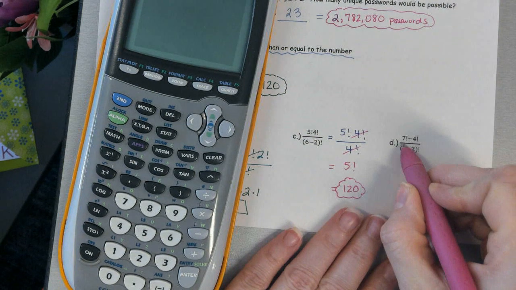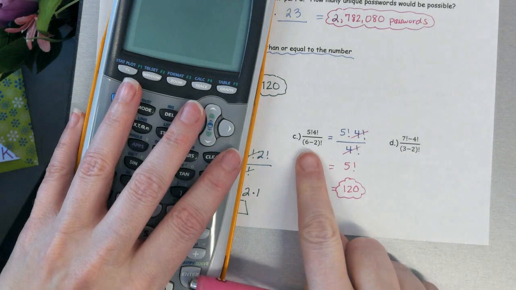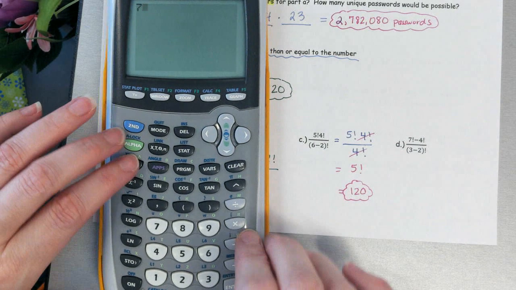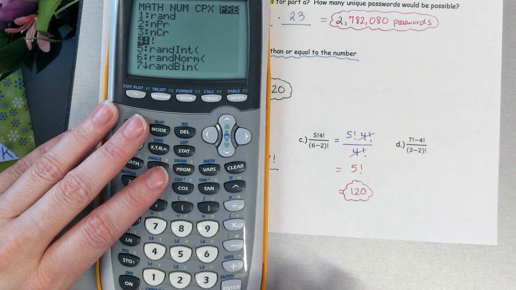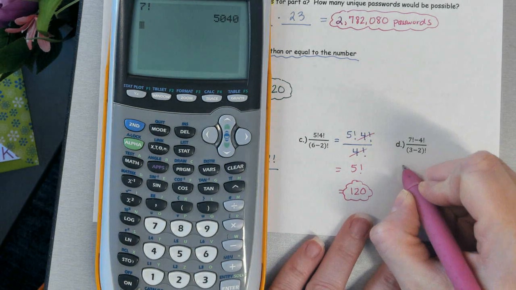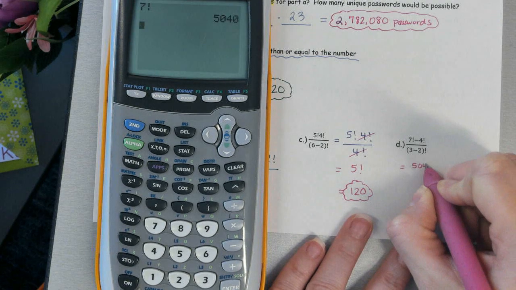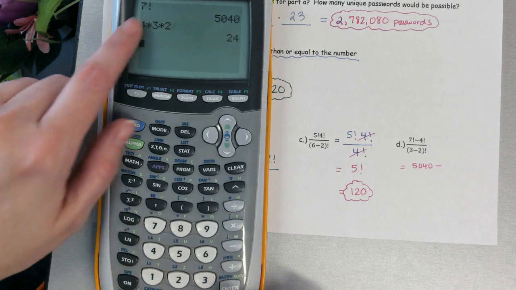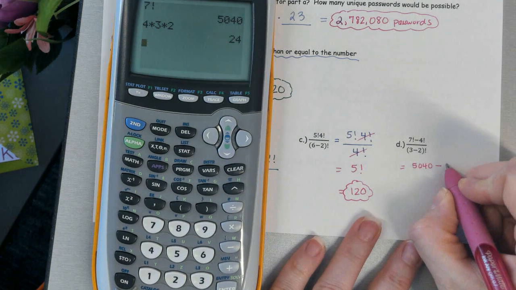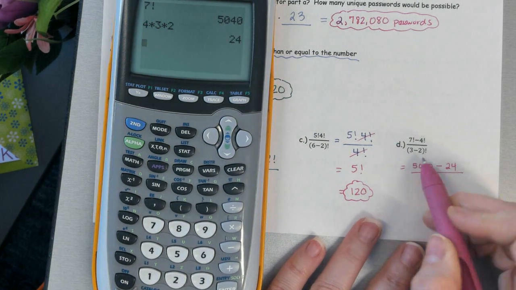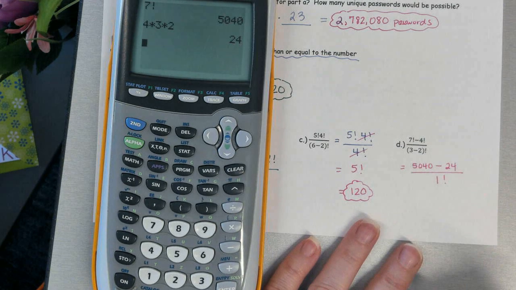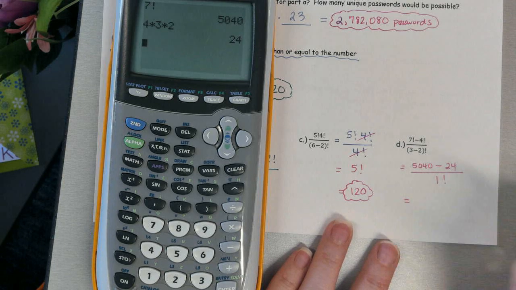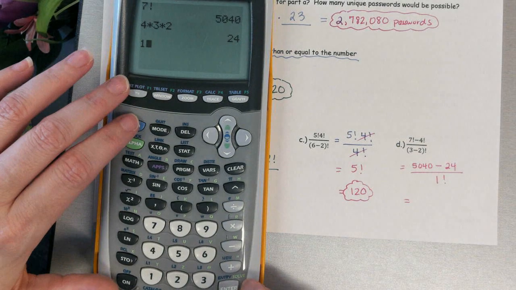All right, so for D, it's 7 factorial minus 4 factorial. This is different than the parentheses. Okay, so if I do 7 factorial, go back to math. Okay, so this would be 5,040 minus 4 factorial. Sometimes it really is just quicker to do the 4 times 3 times 2, and that's fine. And then this would be 1 factorial. Okay, and then 1 factorial is just 1.